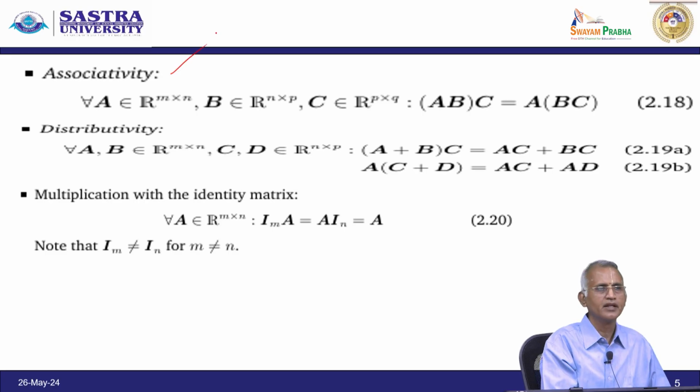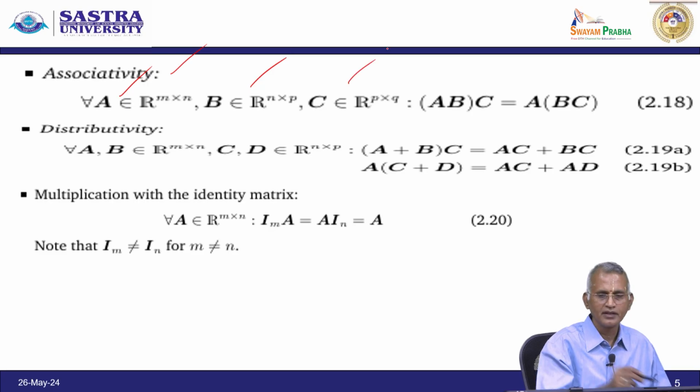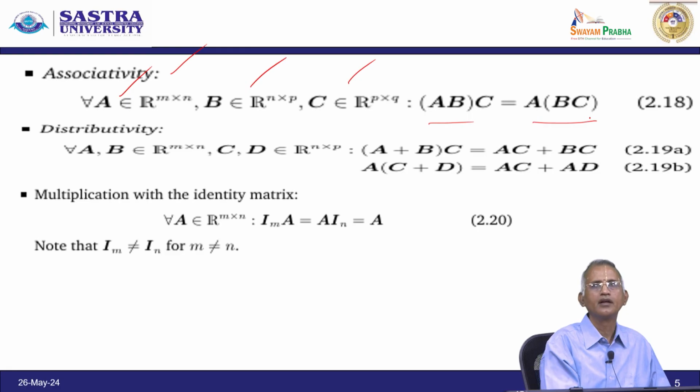One is associativity. Associativity means 3 values are required: one is an A matrix, another one is a B matrix, third one is a C matrix. If you multiply AB into C, which is equal to what? A into BC. So, that is the meaning of associativity: AB into C is equal to A into BC.